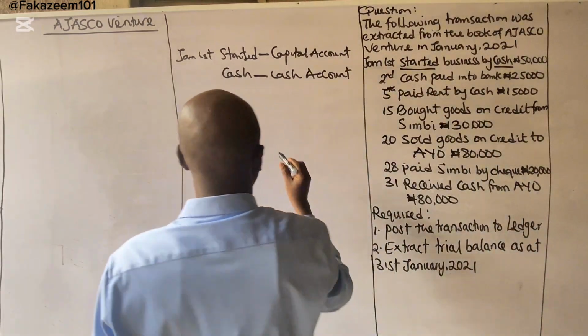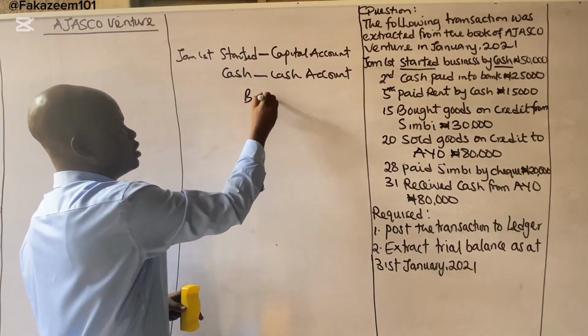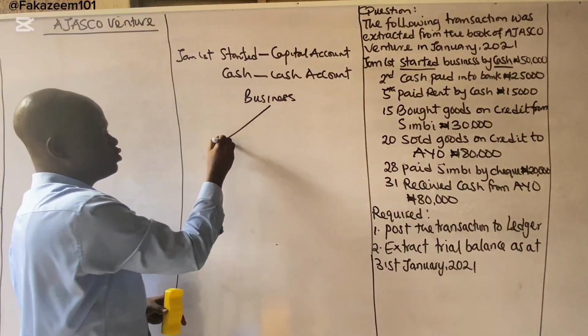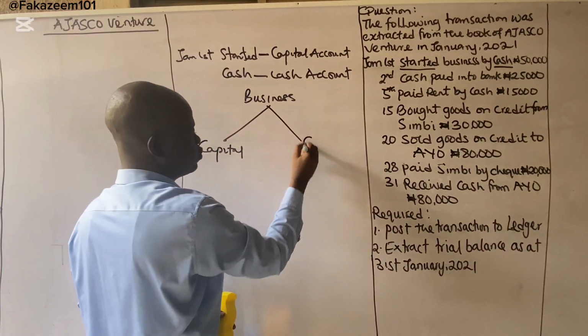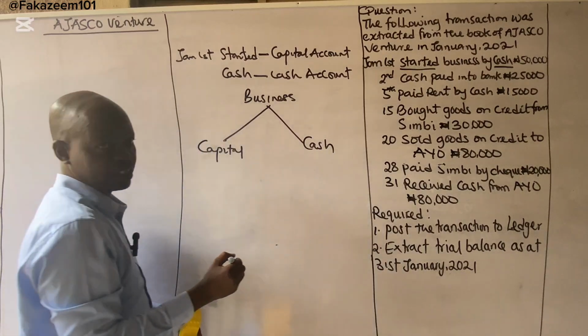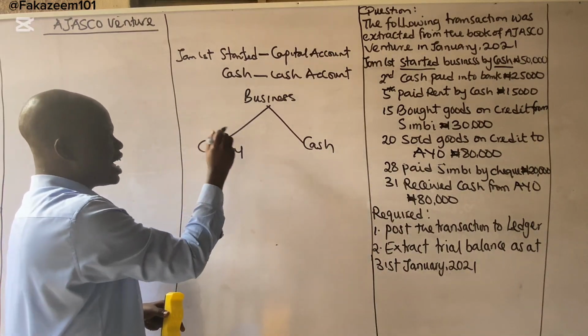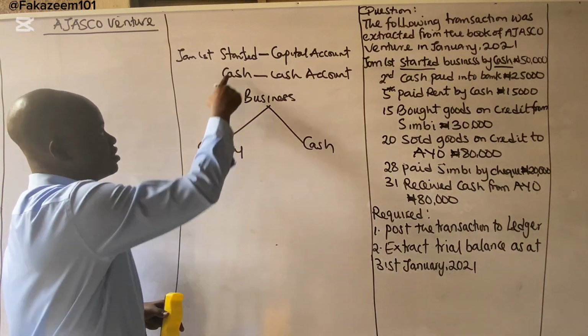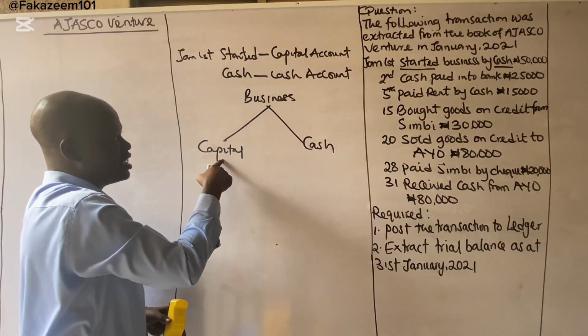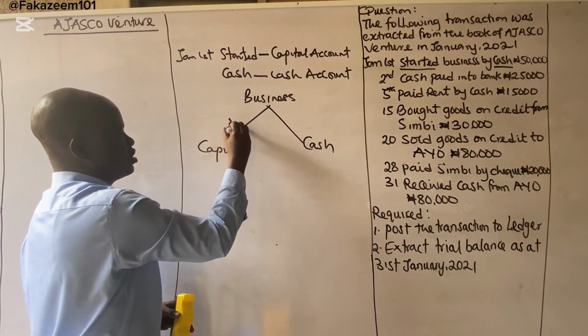After identifying the two accounts, we'll record them for the business. What are the two accounts? We are going to be recording the capital account, and we are also going to be recording the cash account. Now, any item the business receives, you are going to debit. The question is this: started business, meaning capital is introduced into the business.